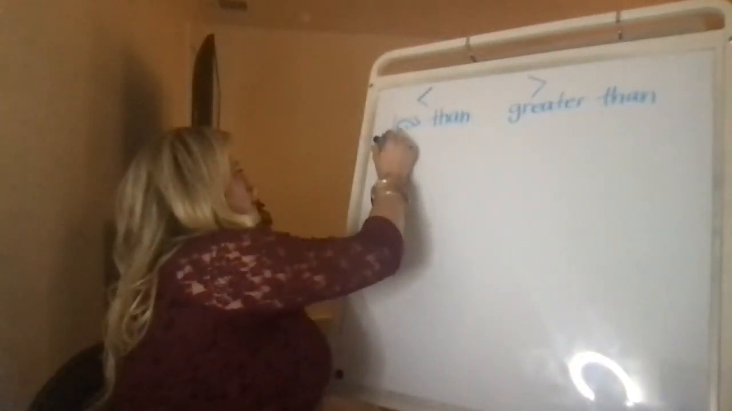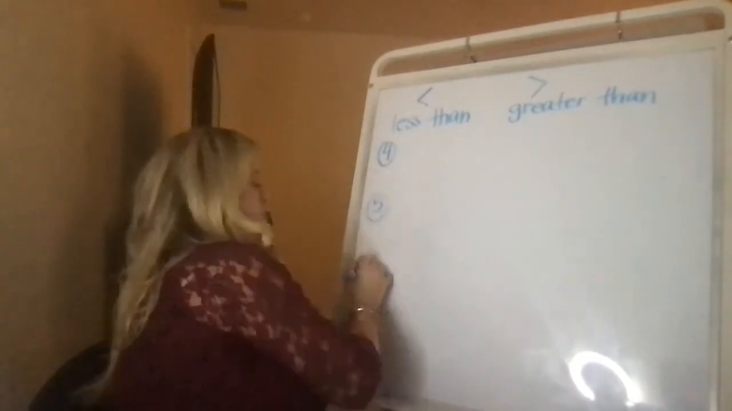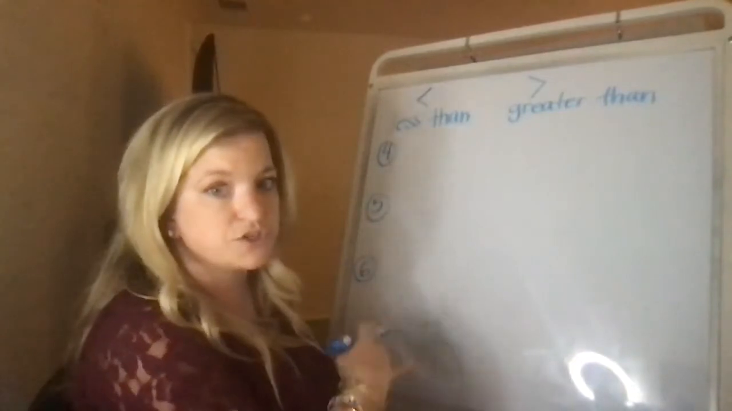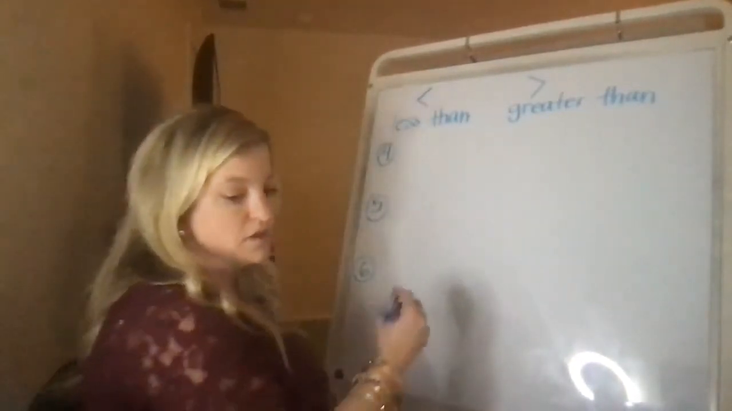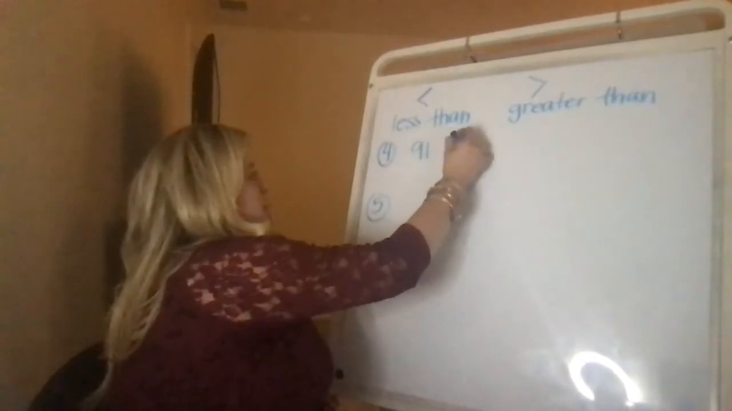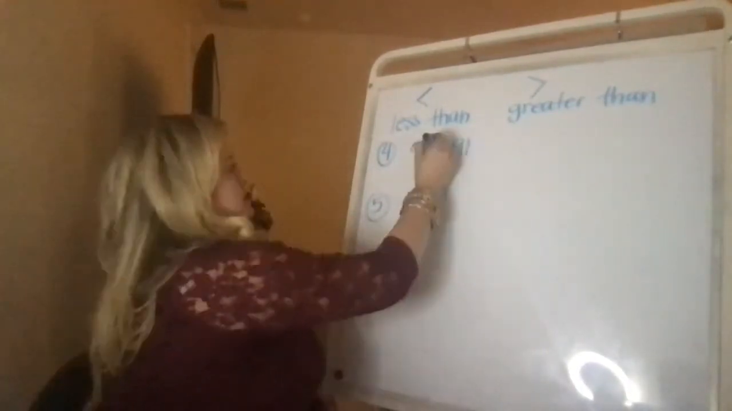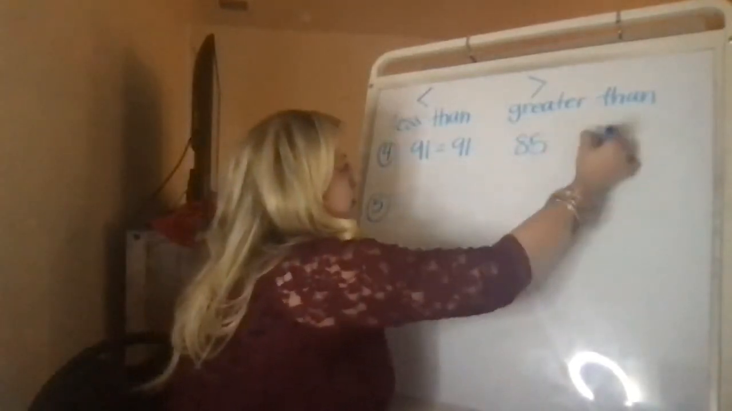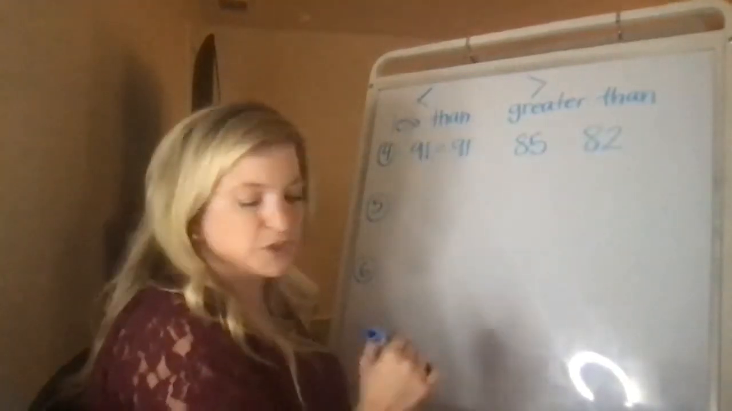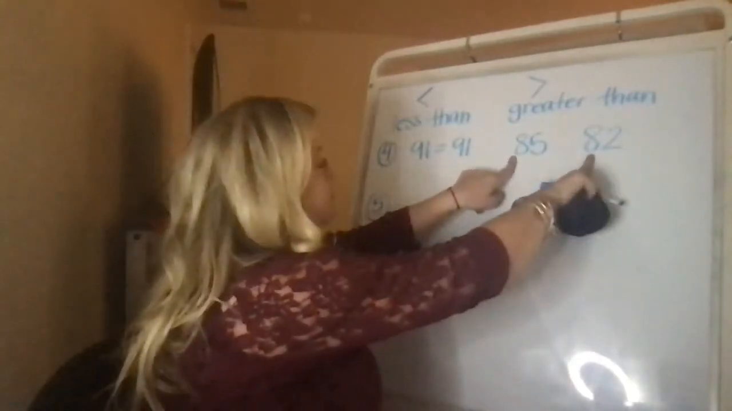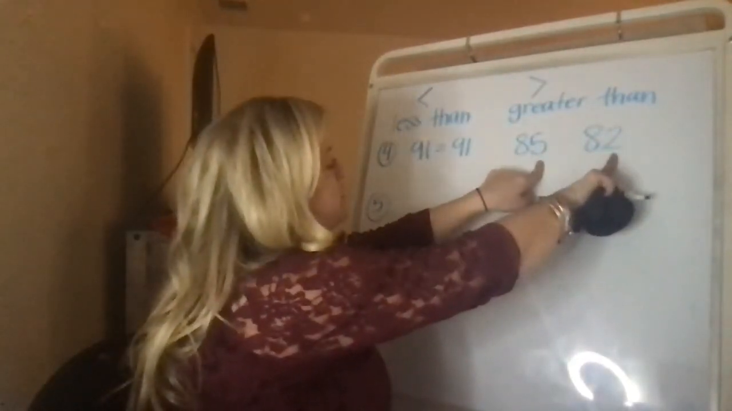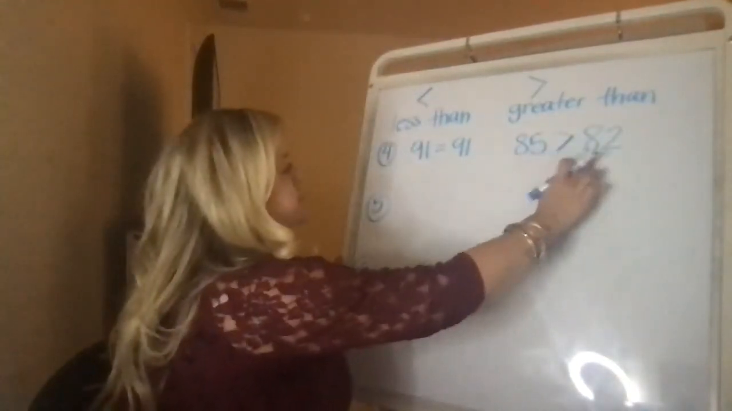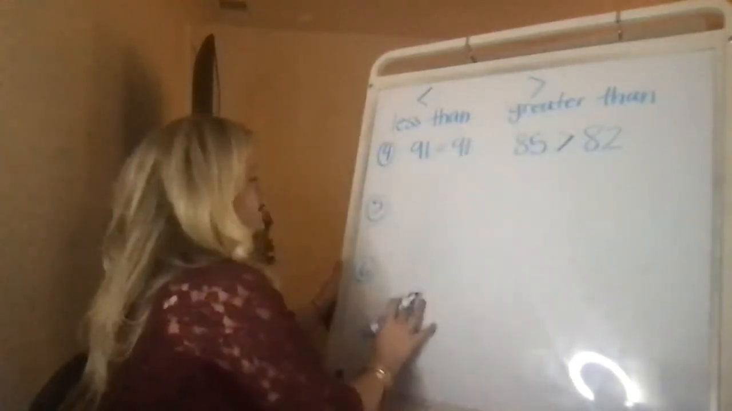Number 4. They give you 2 of each, and you have to, for all the rest of these, just do greater than, less than, or equals. So I have 91 and 91. That's an equal sign. 85 and 82. I'm no longer drawing the circle. I'm just going to put in what it is. So look at the tens. They're the same. Hop to the ones. 5 is greater than 2. 85 is greater than 82. And look, there's that greater than symbol.